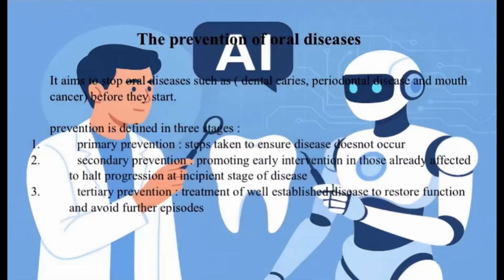Prevention is defined in 3 stages. 1. Primary prevention: steps taken to ensure disease does not occur. 2. Secondary prevention: promoting early intervention in those already affected to halt progression at the incipient stage of disease. 3. Tertiary prevention: treatment of well-established disease to restore function and avoid further episodes.